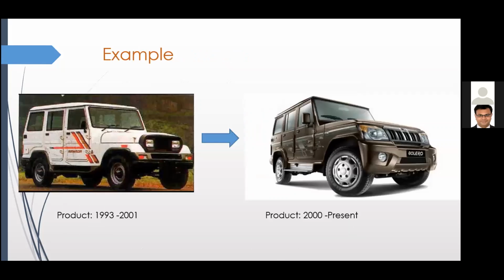If you see an example of one of the products, which is Mahindra. This vehicle was there from 1993 to 2001, and after that Marmada, and this is the present Bolero. It was converted. Once that life cycle was going to end, this product started, and currently it is in the market. So this is what the life cycle says.